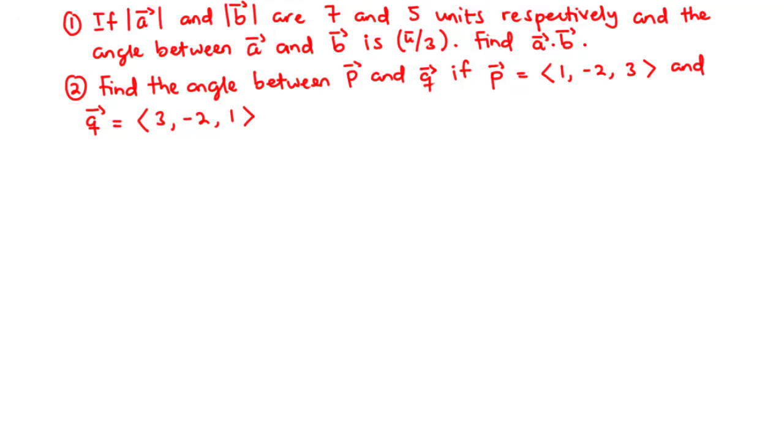So we have two questions here. Let's try to solve them together. Question 1. If the magnitude of vector A and the magnitude of vector B are 7 and 5 units respectively, and the angle between vector A and B is pi on 3, find the dot product of vector A and vector B.